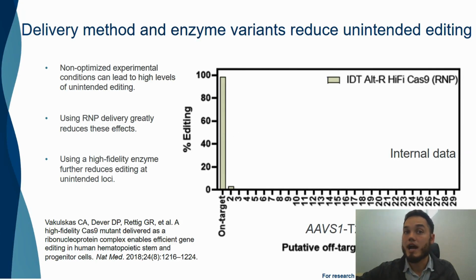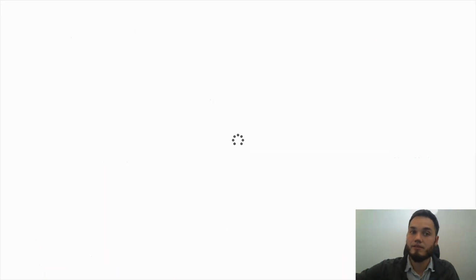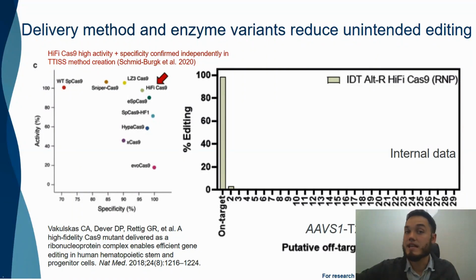Furthermore, by switching to a highly specific CRISPR-Cas enzyme variant, like our Alt-R Hi-Fi Cas9, these off-target effects can be further reduced while maintaining efficient editing at the on-target site. We recently published results on this Cas9 mutant in 2018 with the publication title listed below. This engineered variant was recently benchmarked independently in the creation of the 2020 TTISS method for profiling Cas9 endonucleases.